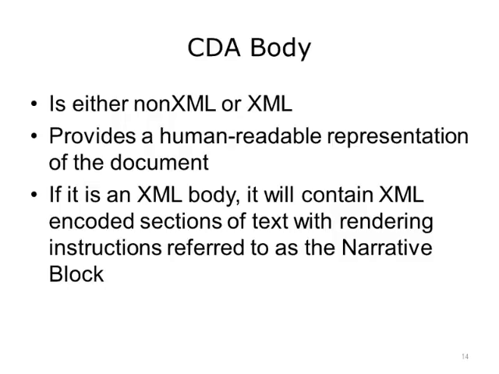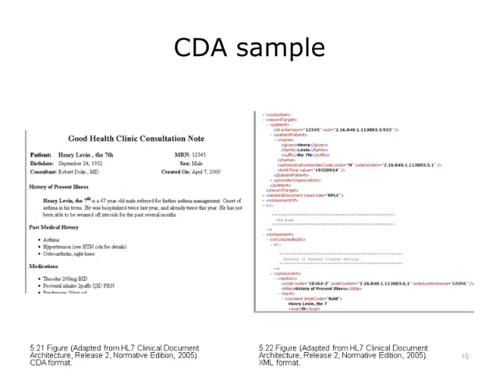If it's an XML body, it will contain XML encoded sections of text with rendering instructions referred to as the narrative block. The narrative block provides for the rendering of a human-readable document. Here is a sample of a CDA. On the left is the CDA for a consultation note as it is rendered for the screen for human readability. Notice the sections called History of Present Illness, Past Medical History, and Medications.